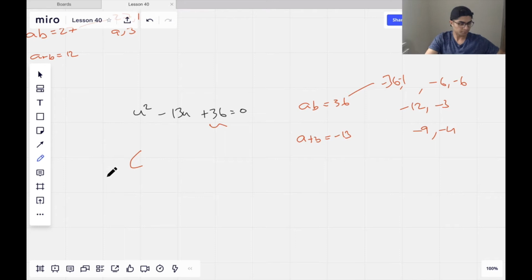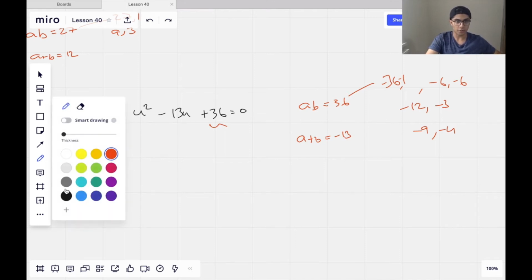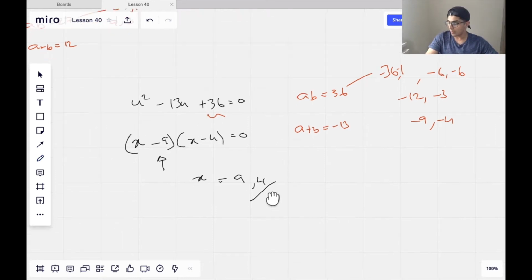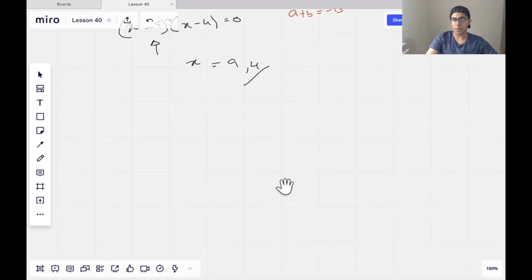So that factorizes to u minus 9, u minus 4 equals 0. And u equals minus whatever is here, so minus minus 9, which is 9, and minus whatever is here, so minus minus 4, which is 4. So that's our solution. That's how we solve an equation through factorization. Just make sure you remember how to factorize, that's the key thing. Sometimes, as the higher requirement, you have to rearrange.